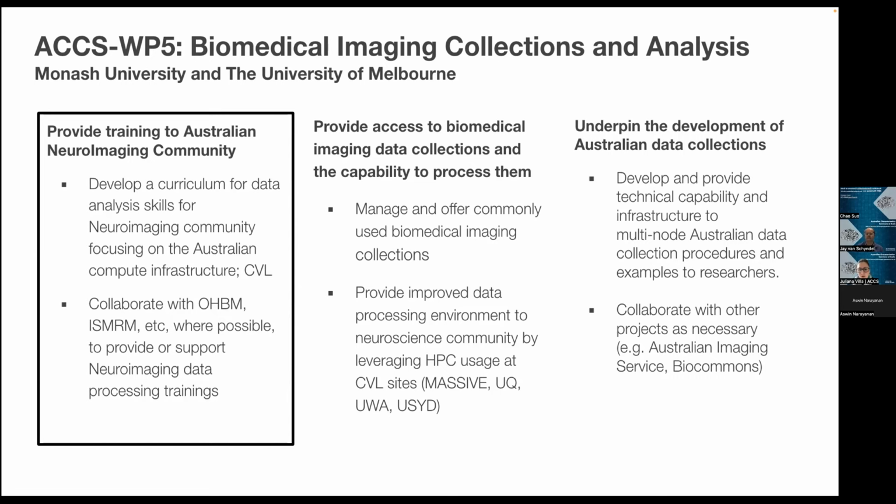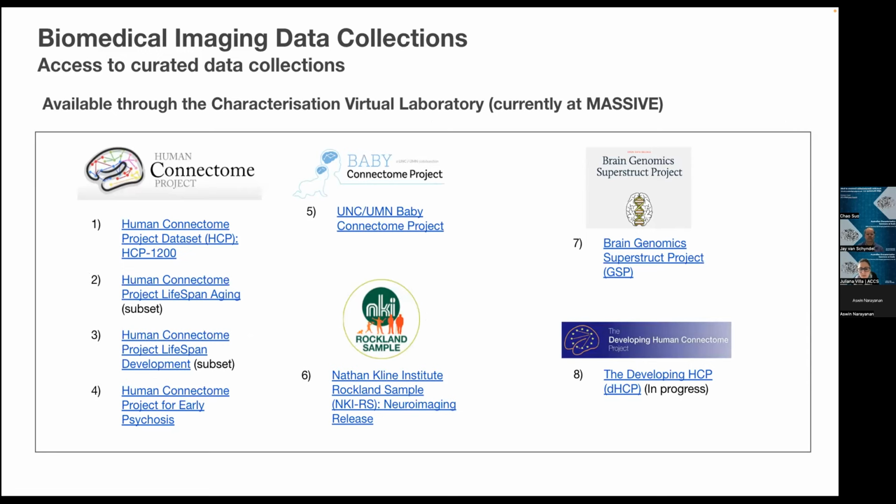And the third stream of work is the infrastructure support for multi-node Australian data collections. Here we collaborate with different projects across Australia, for example, AIS, which is the Australian Imaging Services at the University of Sydney. And finally, I wanted to show you also the data collections we have available on HPC through the ACCS project at Massive. You can contact us if you're interested in any of these data collections.